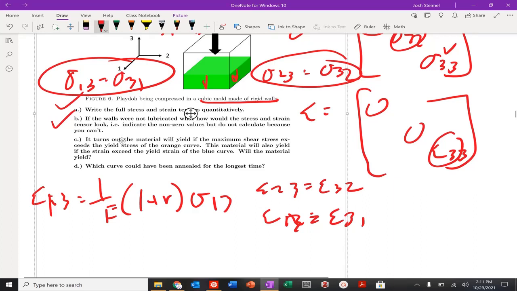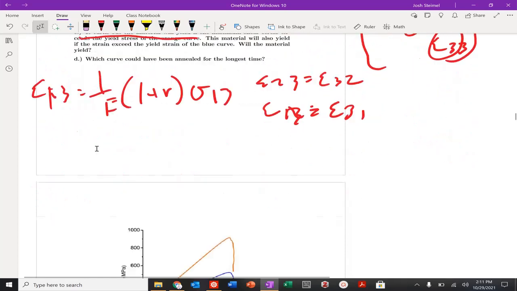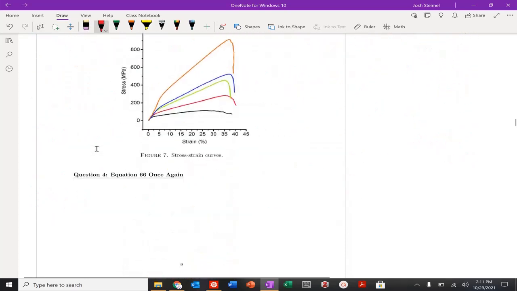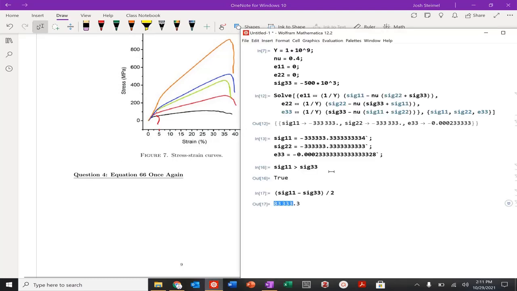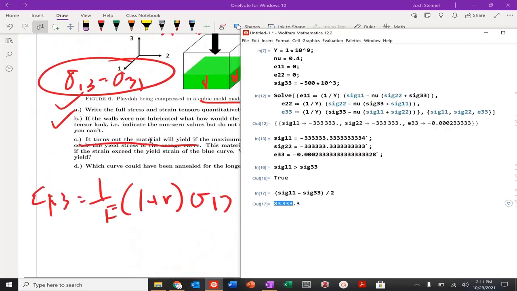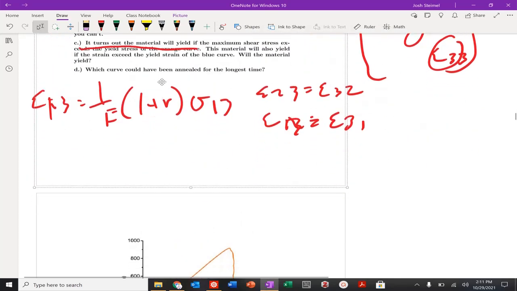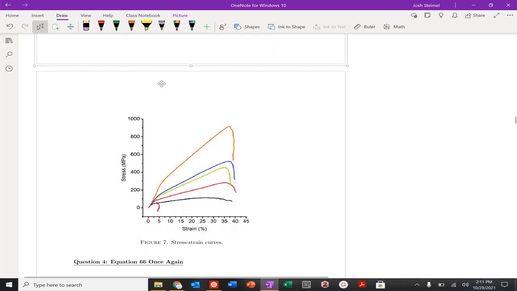And then it asks us, if the strain exceeds the yield strain of the blue curve. So the yield strain of the blue curve is around about 5%. Let's see what my strain is. My strain is definitely less than that, so I'm not going to yield either. So no yielding. Which curve could have been in yield for the longest time? Well, it's going to be the one with the lowest yield stress, which is going to be my black curve.